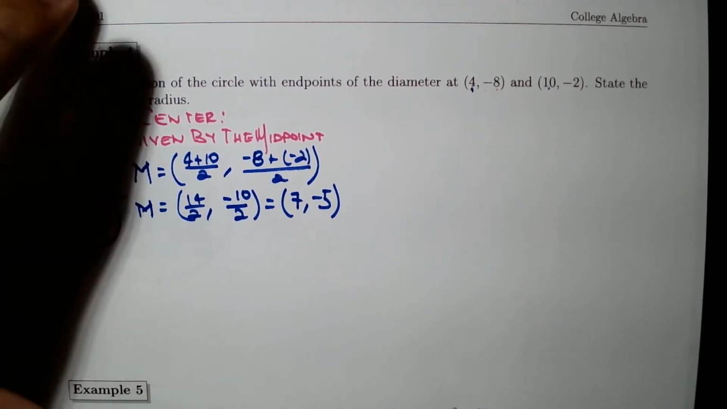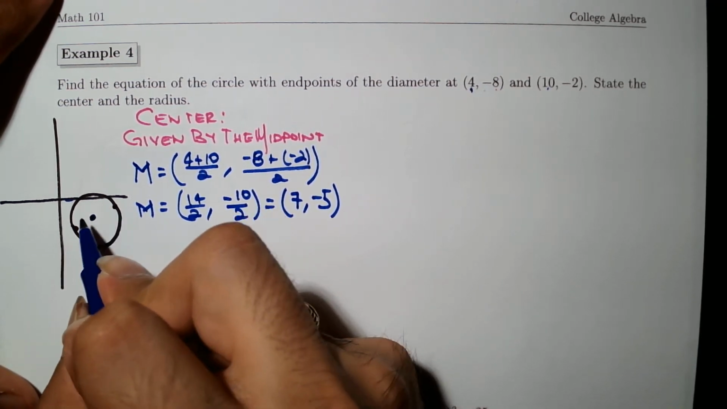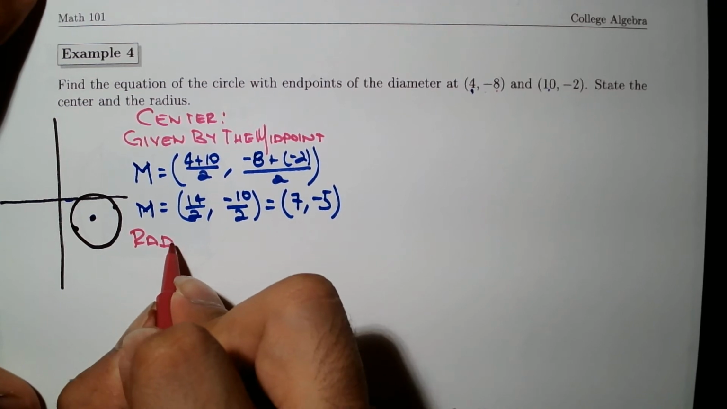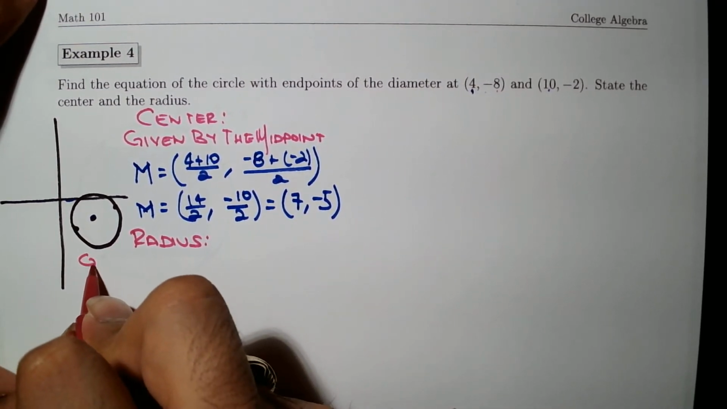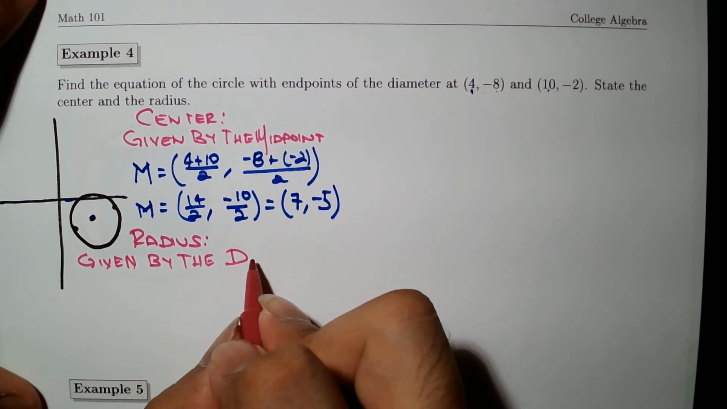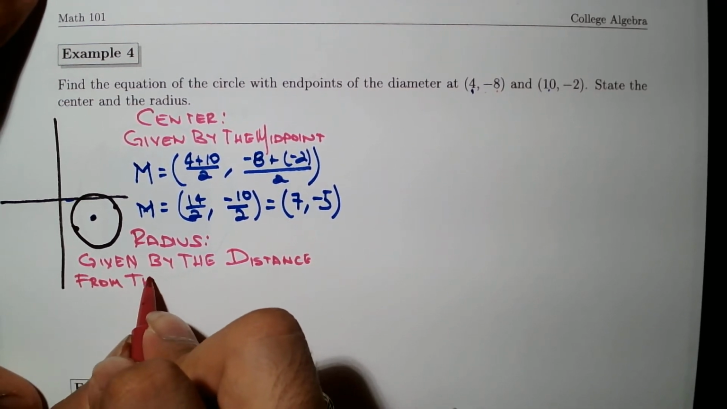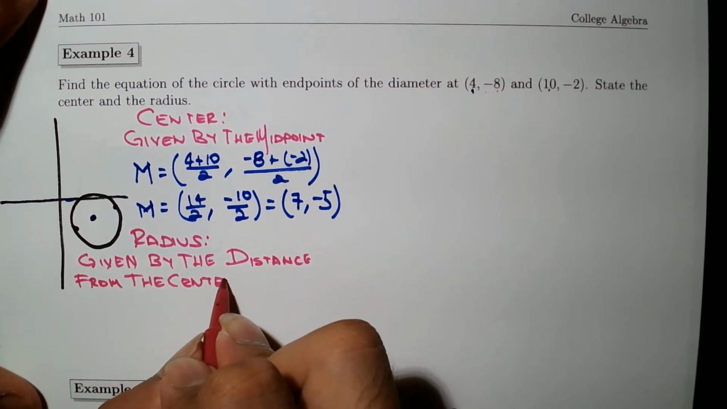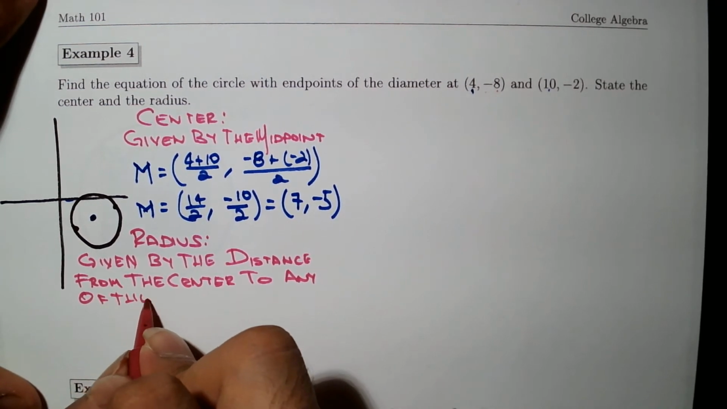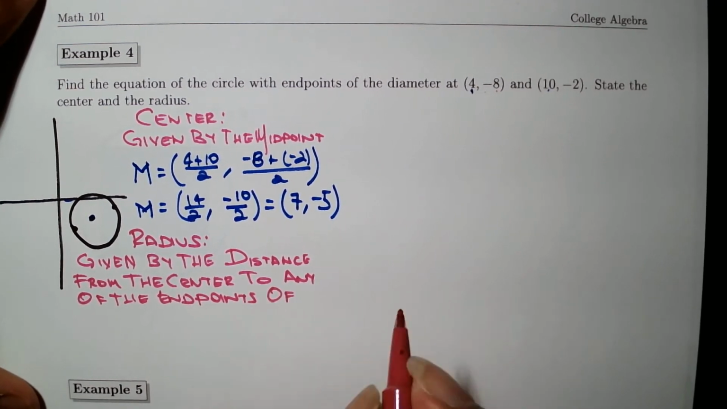Now we need to find the radius. So the radius will be the distance from the center to any of the endpoints of the diameter. So in this case, the radius is given by the distance from the center to any of the endpoints of the diameter.